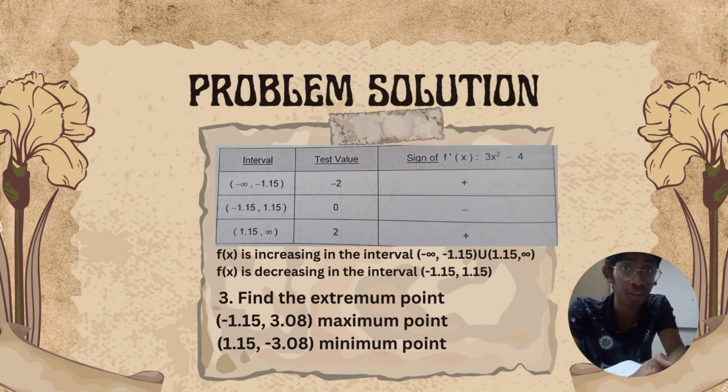The maximum point is based on the interval also. From this observation, we can get negative 1.15, 3.08 as the maximum point, and 1.15, negative 3.08 as the minimum point. That's how we solve the second question.